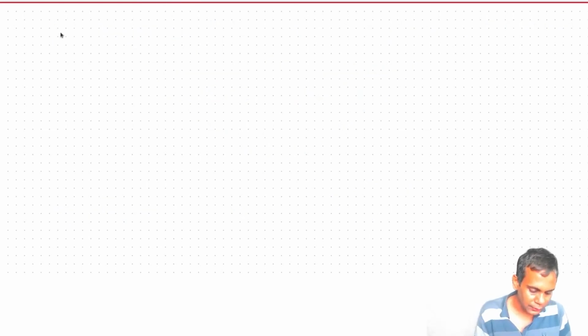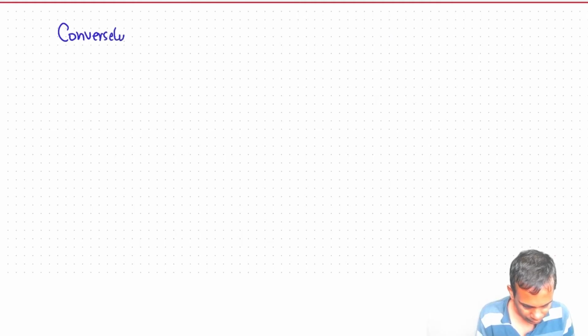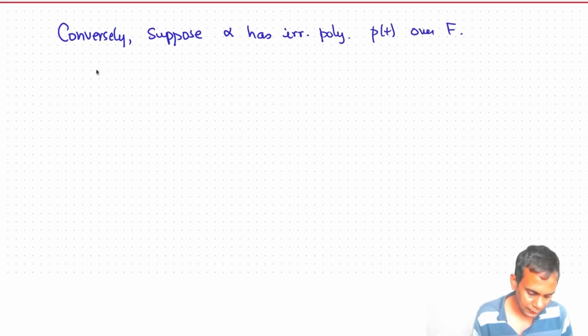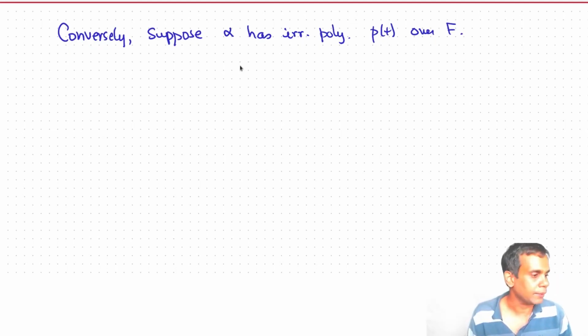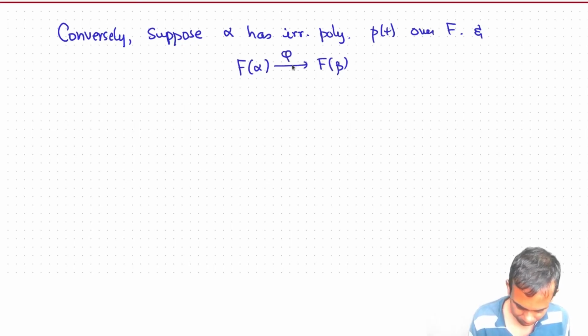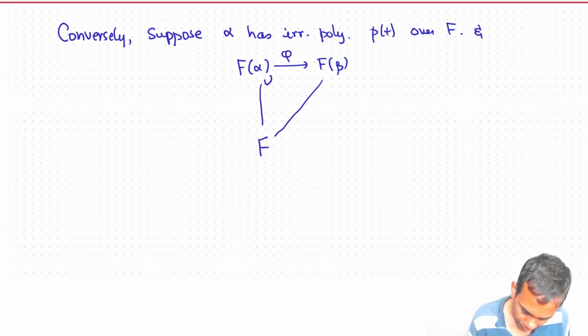And for the converse, suppose that alpha has a reducible polynomial p(t) over F, and suppose that we have an isomorphism from F(alpha) to F(beta), which takes alpha to beta.